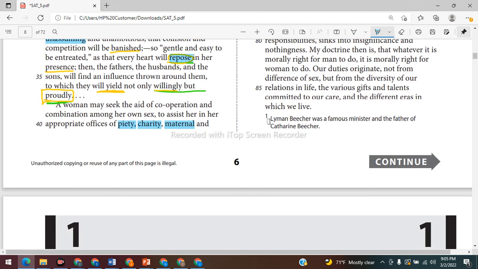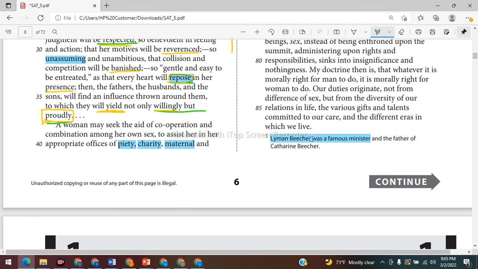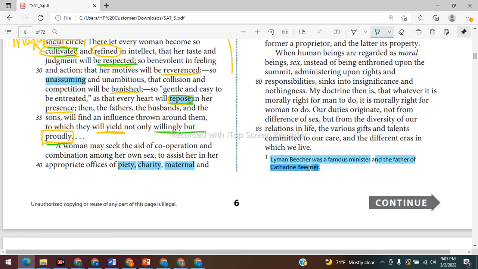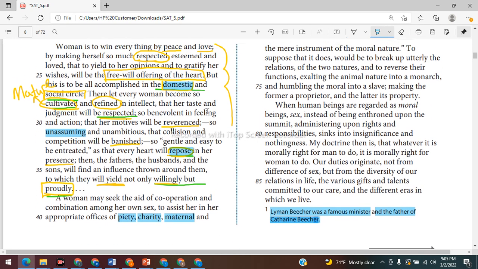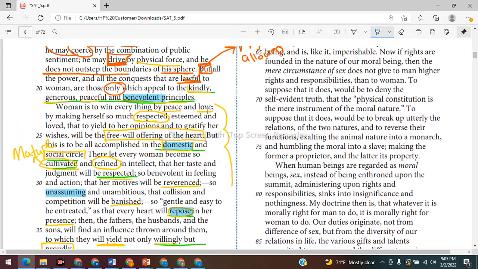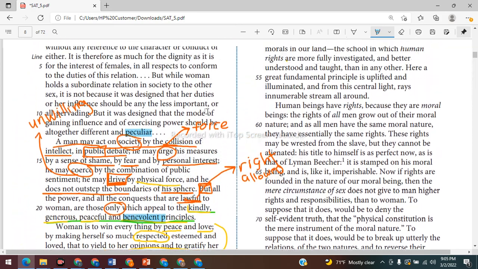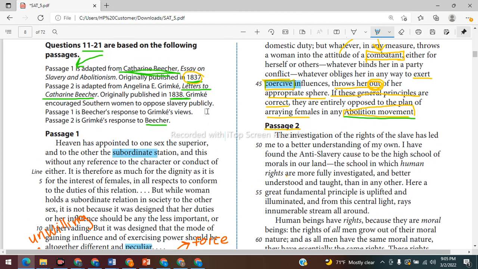Remember, if we look carefully, she's the daughter of a minister. Lyman Beecher was a famous minister and father of Catherine Beecher. So obviously her views are also influenced by her belief, and that also played a part.